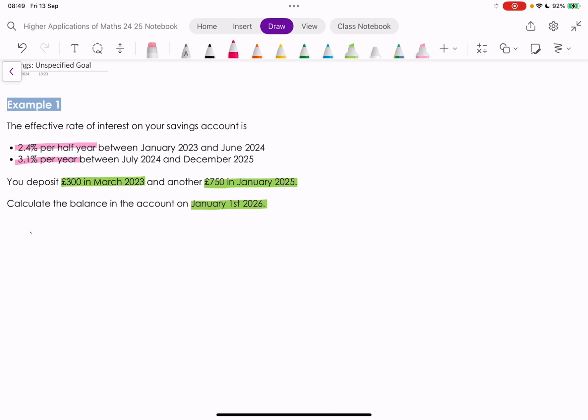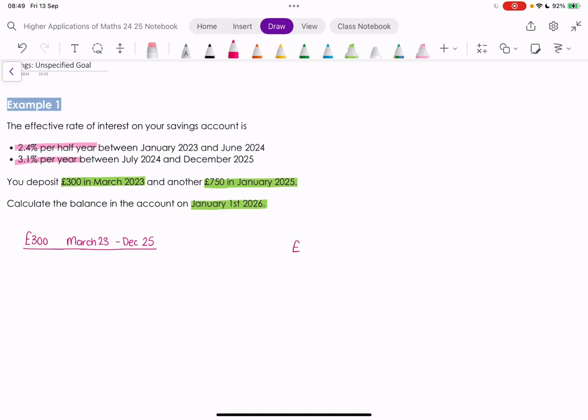So I'm going to start with my first deposit of £300, and that's going to be in the account from March of 23 until January the 1st, 2026. So I'm going to think about that as December 2025, because those are the months where I'm getting interest. On the 1st of January 2026, there's no interest happening there. I'm just looking at the account.